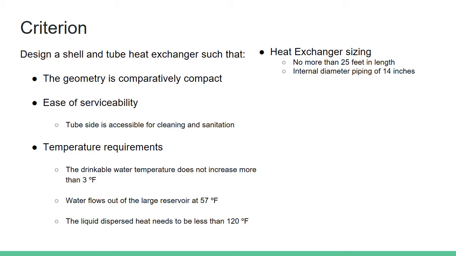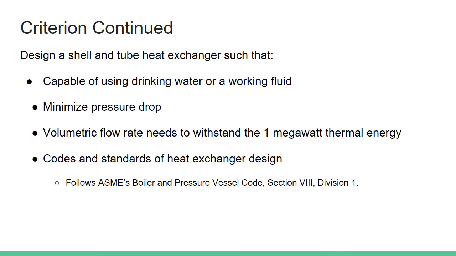The temperature requirements are that the drinkable water temperature should not increase more than 3 degrees Fahrenheit. Water flows out of the large reservoir at 57 degrees Fahrenheit, and the liquid dispersed heat needs to be less than 120 degrees Fahrenheit. For the size of the heat exchanger, it should not be more than 25 feet in length and the internal diameter piping of 14 inches.